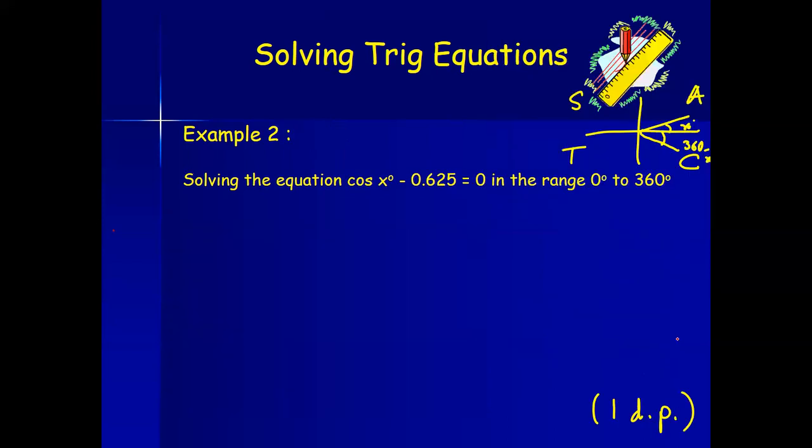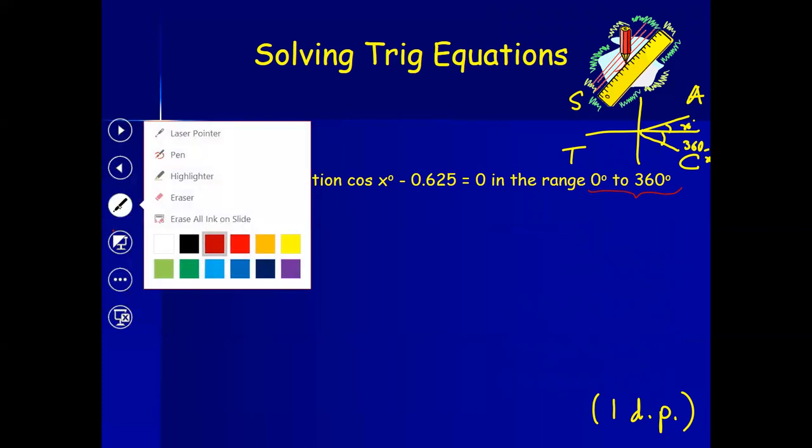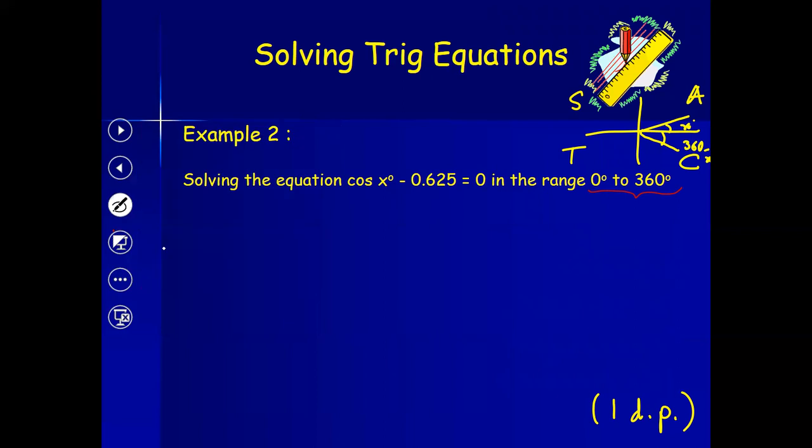Now, what if I'm asked to solve this equation, cos x minus 0.625 equals 0? Again, this is what's given to me in that range, so they're looking for you to give it in degrees. If it was between 0 and 2 pi, then you need to give the answer in radians. So in that range, how would we do this?